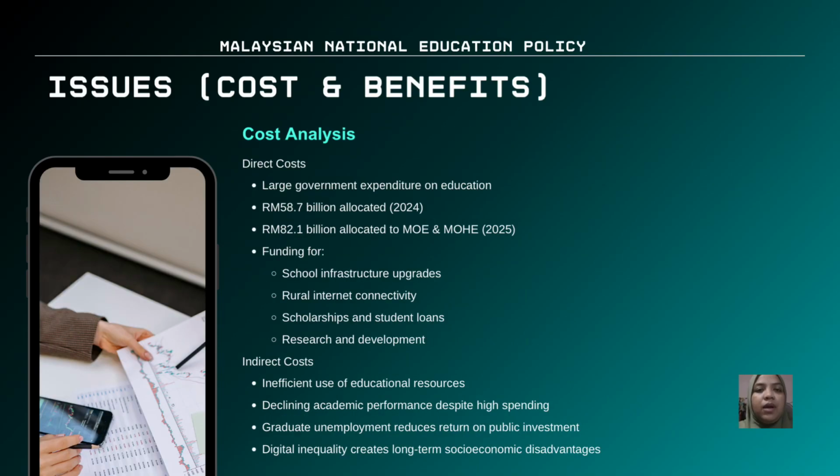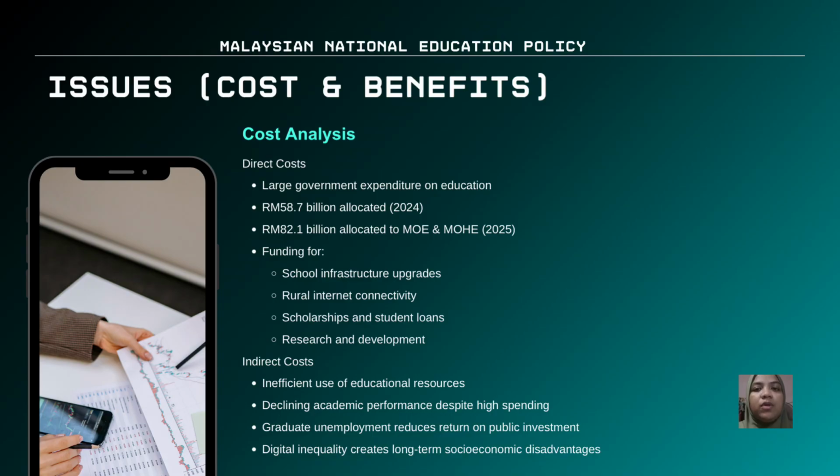Now, let's break down the financial implications in slide 4 through a cost analysis, which is divided into direct and indirect costs. Looking at the direct costs, the government bears a massive financial commitment. As I highlighted earlier, we see huge public spending, including 58.7 billion in 2024 and a combined 82.1 billion allocated to the Ministry of Education and Ministry of Higher Education in 2025. This money is directly channeled into upgrading school infrastructure, improving rural internet connectivity, providing scholarships, and funding research.